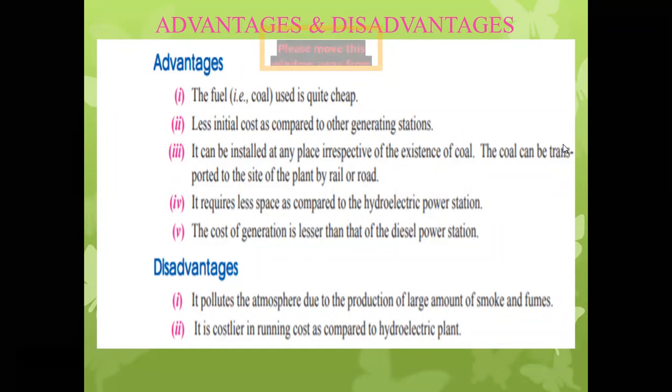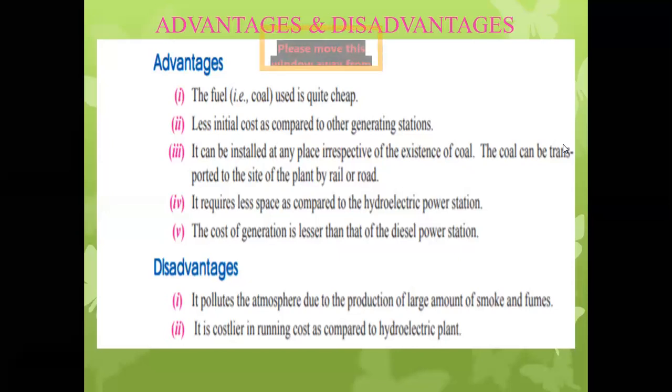The first advantage is what? The fuel used is quite cheap. As compared to other fuels, coal is available at a quite cheap rate. Also, less initial cost as compared to other generating stations.